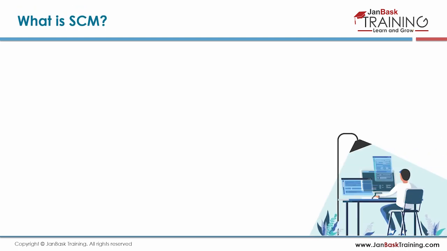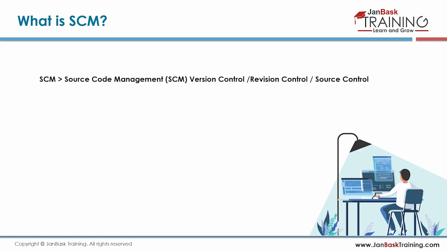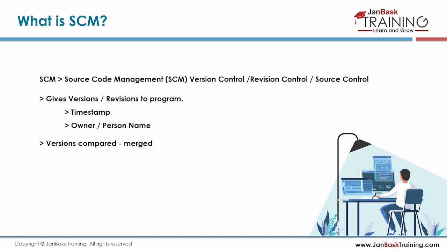An SCM is also called source code management. It's a software tool used by programmers to manage the source code. SCMs are used to give version or revision to the program. Each version is given a timestamp and includes the persons responsible for the change. Even various versions can be compared and merged with other versions. This is why SCM is also referred to as version control, revision control or source control.